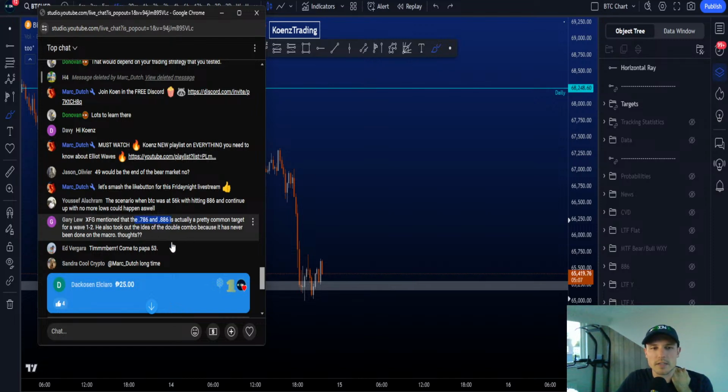The 786 and the 886. The 786 is a common target. The 886 is rare for wave 2. By far most common for wave 2 is the 0.5 to the 786, and the 886 is a rare target. Now that doesn't mean it is impossible for a wave 2 to hit the 886, but as proven on the channel since the beginning of the channel, which is 20th of Feb.